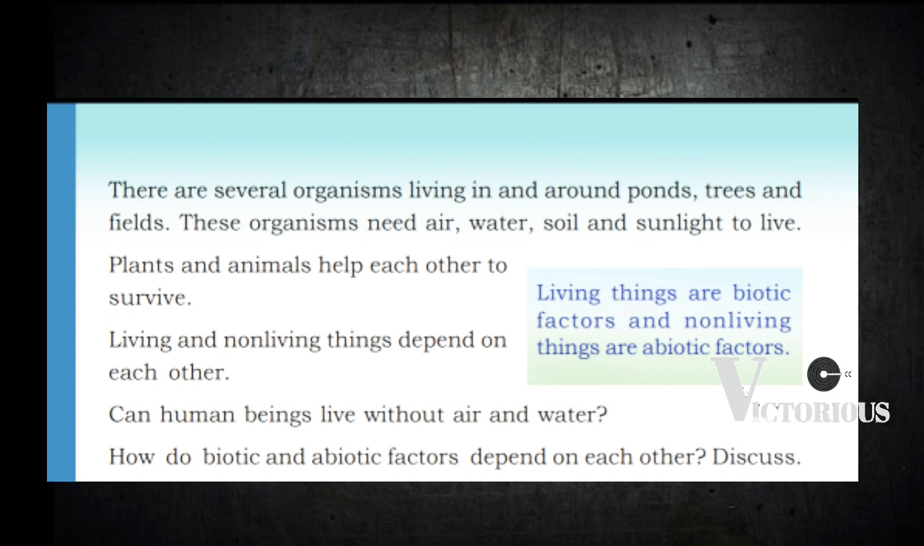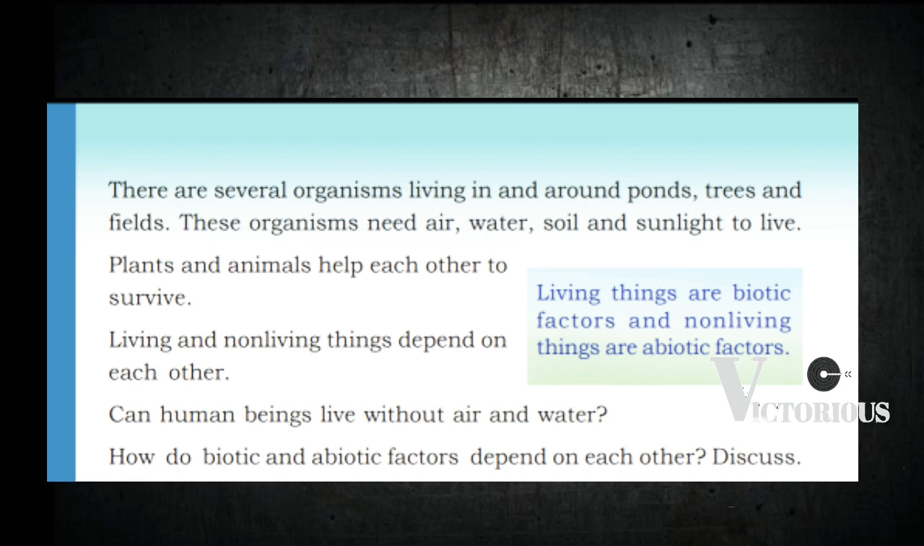Okay, now listen to me. Look at the board. There are several organisms living in and around ponds, trees and fields, right? If we go to ponds, we can see a number of living things inside the pond, outside the pond, and in the premises also, right? If we observe a tree, we can see a number of living organisms there, and also in fields, especially paddy fields.